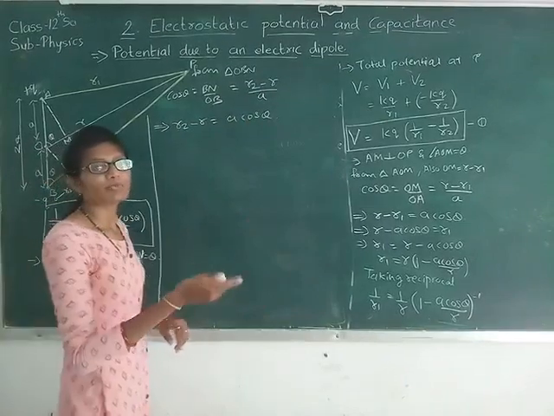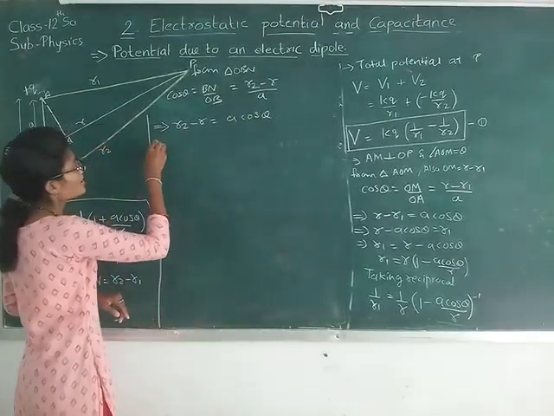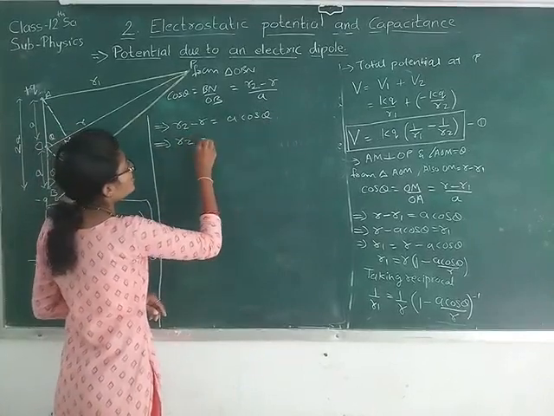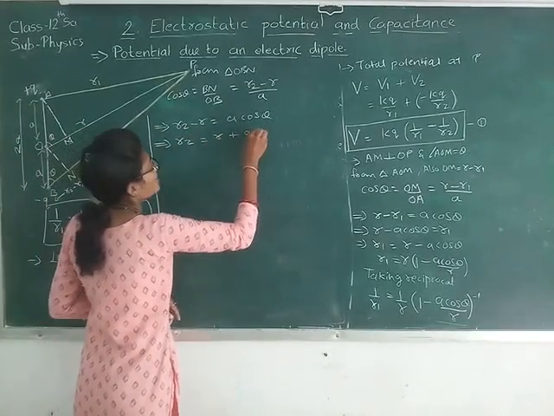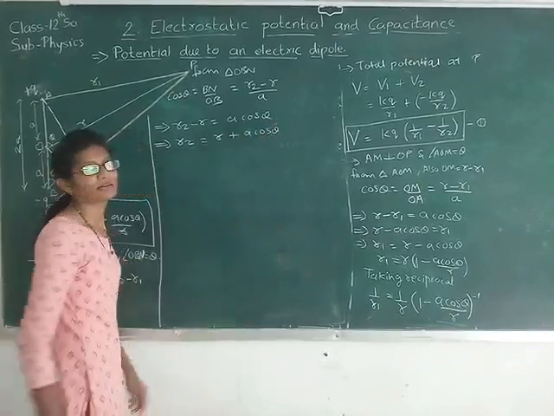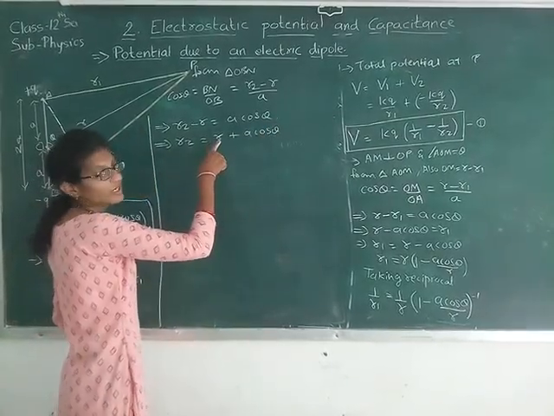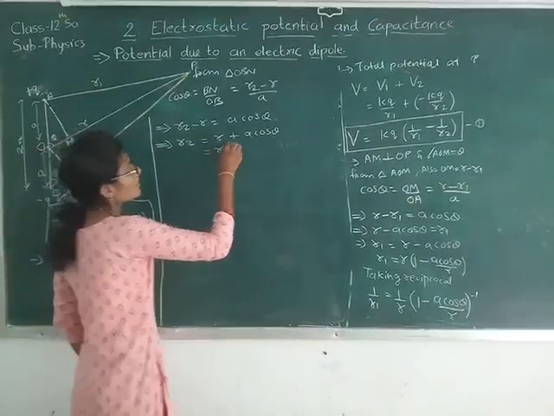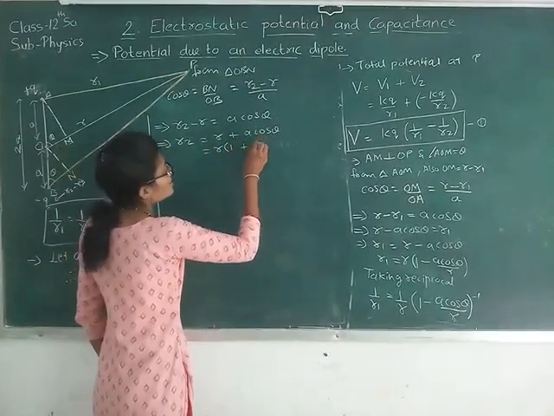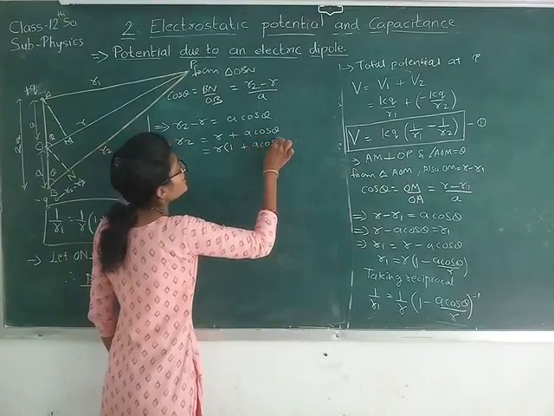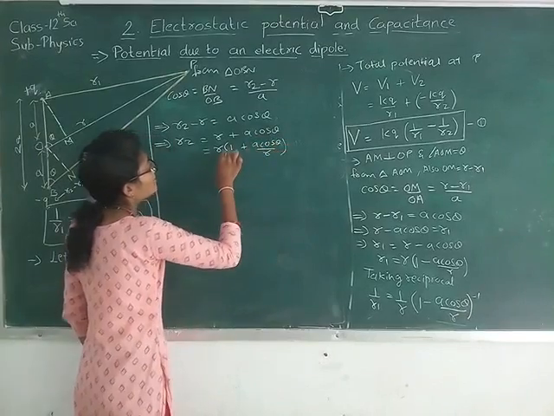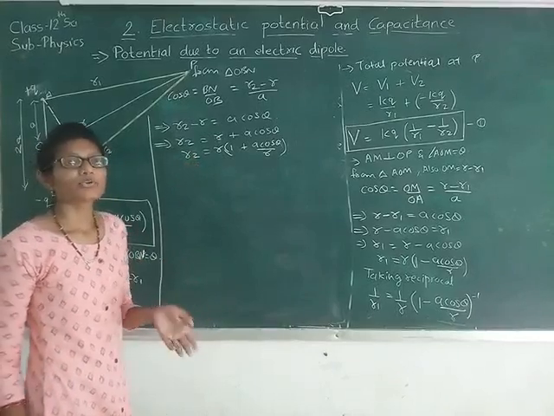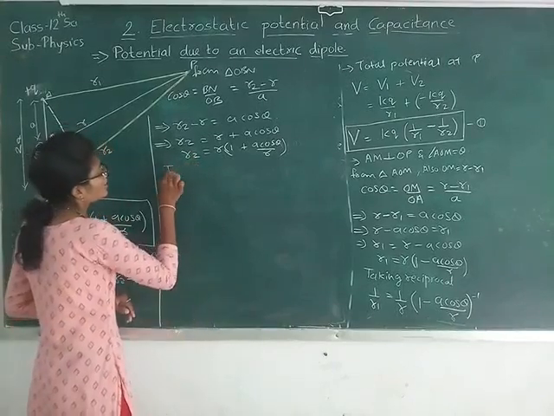We need to get 1 upon r2. So first of all, taking r2 as subject, taking minus r over here, so that will be r plus a cos theta. Taking r common from this term, the first term becomes 1, plus in the second term it will be a cos theta by r. Now what we need to do? We need to take the reciprocal of that.